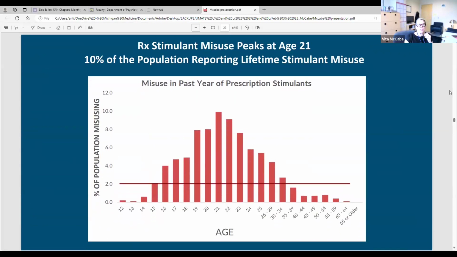A reminder that prescription stimulant misuse peaks at age 21, and it's about 10% of the population that reports. So these are lifetime reports based on SAMHSA data. Next slide.